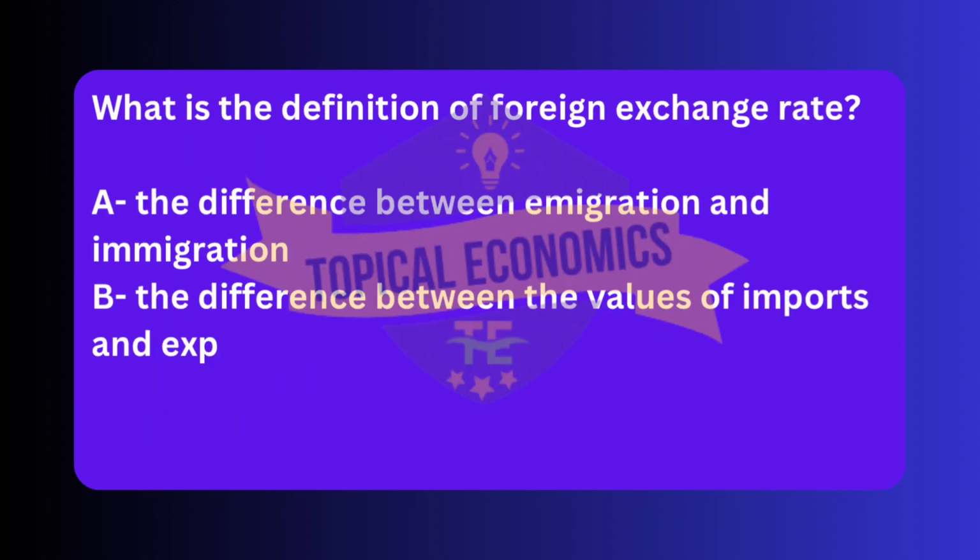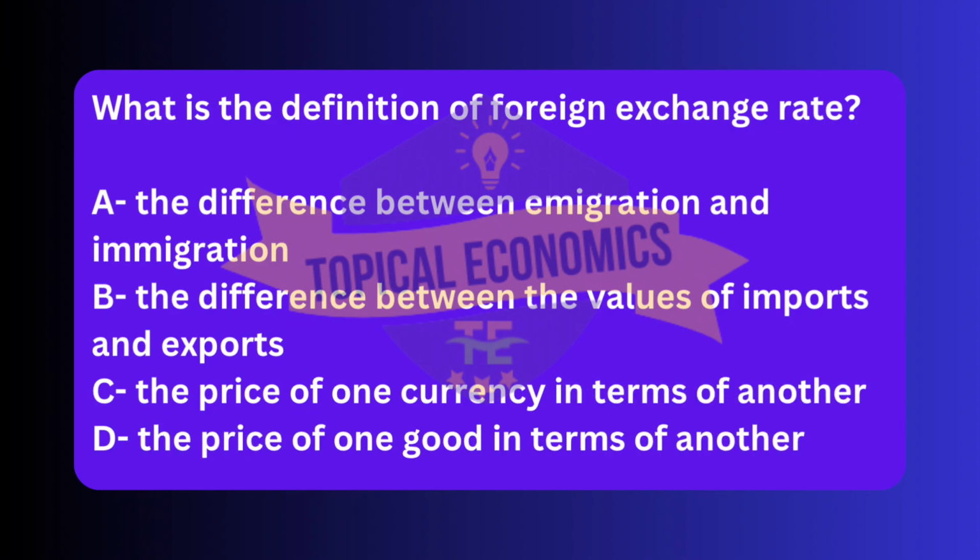Moving to the third question. What is the definition of foreign exchange rate? A. The difference between emigration and immigration. B. The difference between the values of imports and exports. C. The price of one currency in terms of another. D. The price of one good in terms of another. Reference, 2022 May-June version 1. The correct answer for this question is option C.